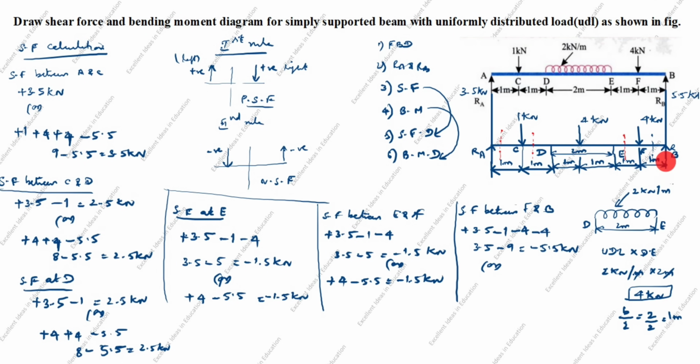Now we will calculate the right side. Right side, only one force is there. You see the arrow goes up. Right side, arrow goes up is negative. -5.5 kilonewton.